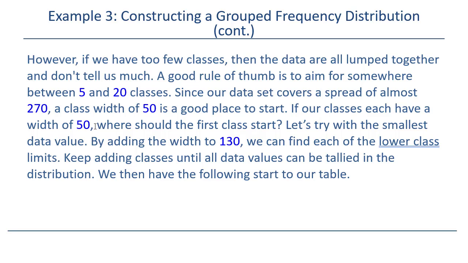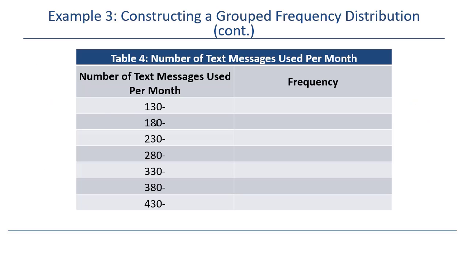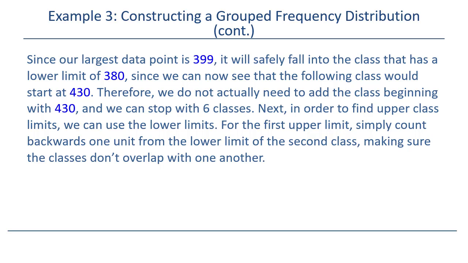So we're going to start with a width of 50, and we're going to start with our lowest value of 130, and we're just going to build from there, right? So you start at 130 and you add 50 to it. Remember, our last value was 399, so it's most likely going to be in this class. This one will probably end up just lopping off at the end. But now you can see that the class widths are 50, because the difference between 130 and 180 is exactly 50. Then all we have to do is fill in the top values, the upper class limits for each class.